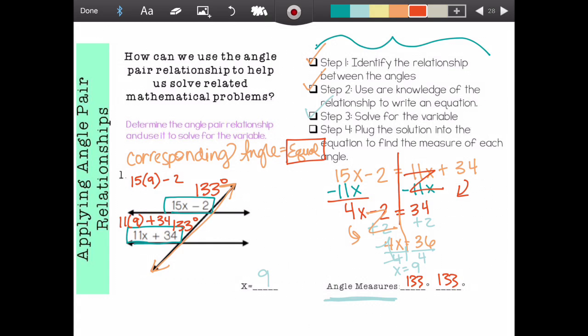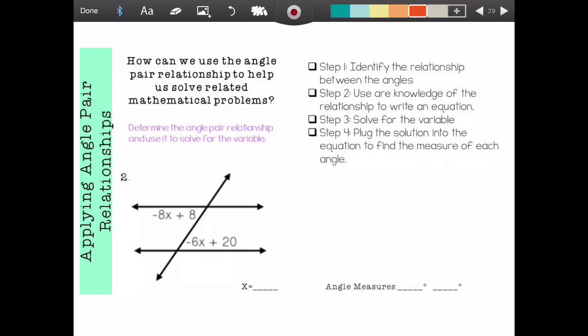All right, I'm going to leave you with example number 2. Make sure again you're following the steps, and when you're done, come back to see if you got it correct.